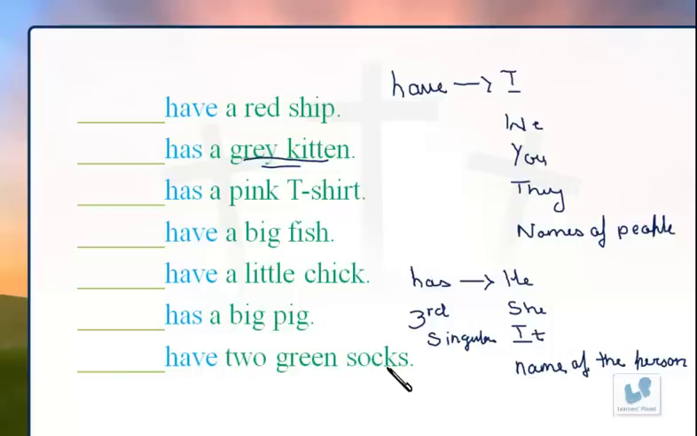So let us see the last one. Dash have two green socks. So let us see what can fill that blank. I have two green socks. We have two green socks. You have two green socks. They have two green socks. And Perry and Daniel have two green socks. I hope you got it, children.